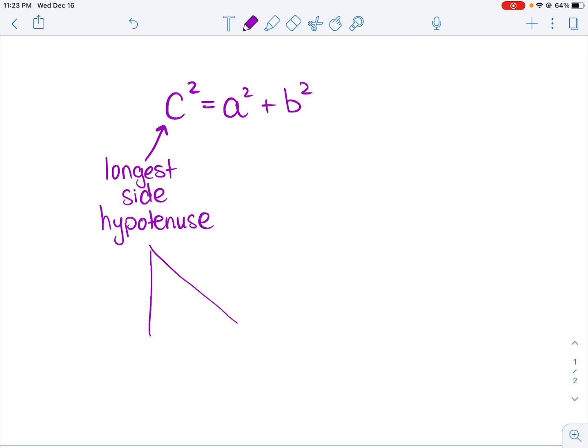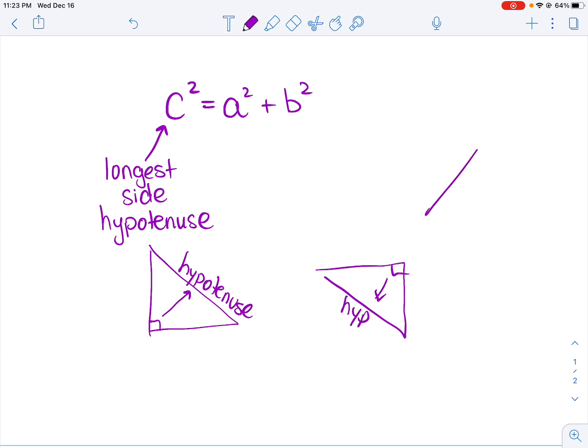So when you're looking at a right angle triangle, it's always the side that's across from the 90 degrees. So this is the hypotenuse, or the longest side in your triangle. No matter how you draw your 90-degree triangle, the hypotenuse is always across from the 90. I'm trying to draw it funny and I can't. So you can always tell where the hypotenuse will be.